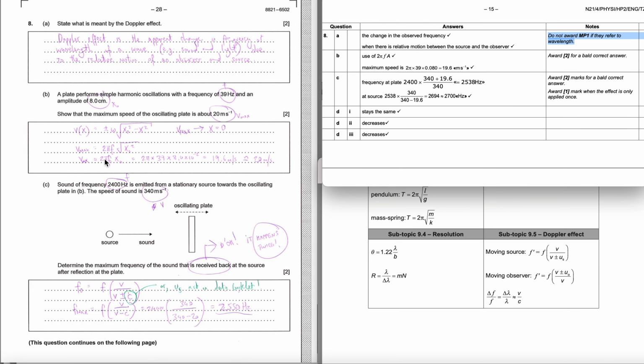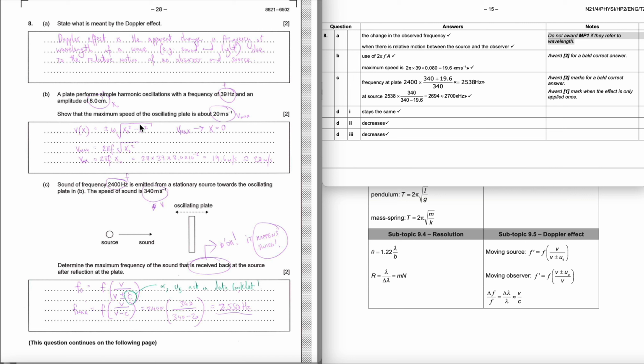Now, we're told a plate performs simple harmonic oscillations with a frequency 39 Hertz. Funny choice of number here. Why they didn't choose 40, I'm not sure. And an amplitude of 8 centimeters. Now notice here 8 is given in centimeters. You're going to have to do some conversion because in the next question you're asked to show that the maximum speed is about 20 meters per second.